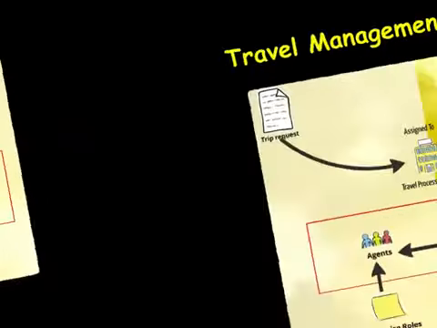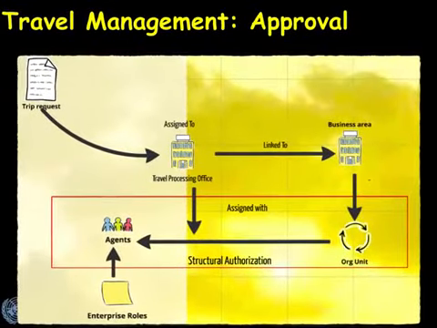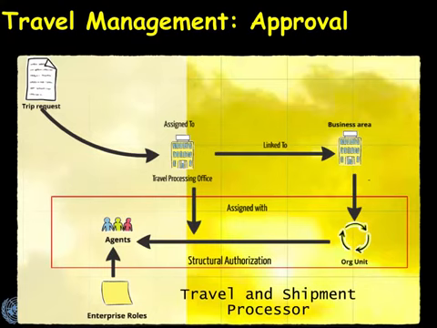And the travel management approval happens in the same way, the similar way, but with a different approach. The trip request, which has been assigned with the travel processing office, which is linked to a business area and an org unit, determines the approvers of the travel request. The difference is the certification follows the costing and the approval follows the actual organizational unit. And the travel management approval is done by the travel and shipment processor.